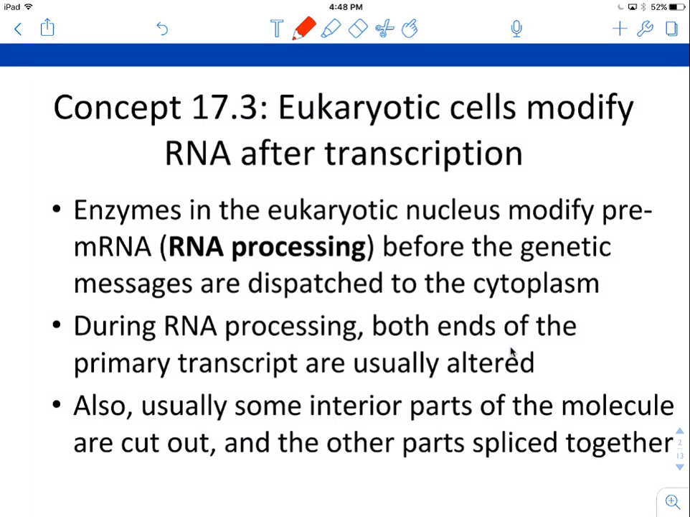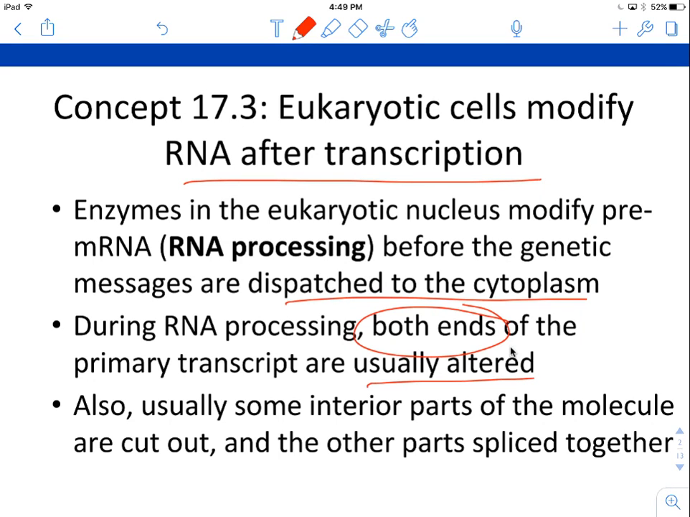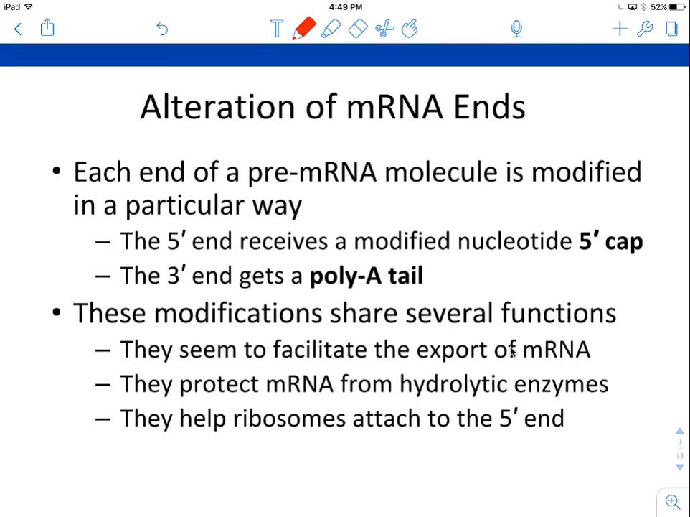All right. So after our mRNA is transcribed, it gets processed in order for it to be allowed to leave the nucleus and to get translated properly. Okay. So we modify pre-mRNA before the genetic messages are dispatched to the cytoplasm. So during RNA processing, both ends of the transcript are altered, and sometimes some interior parts of the molecule are cut out and other parts are spliced together. Okay, so let's have a look at this process.